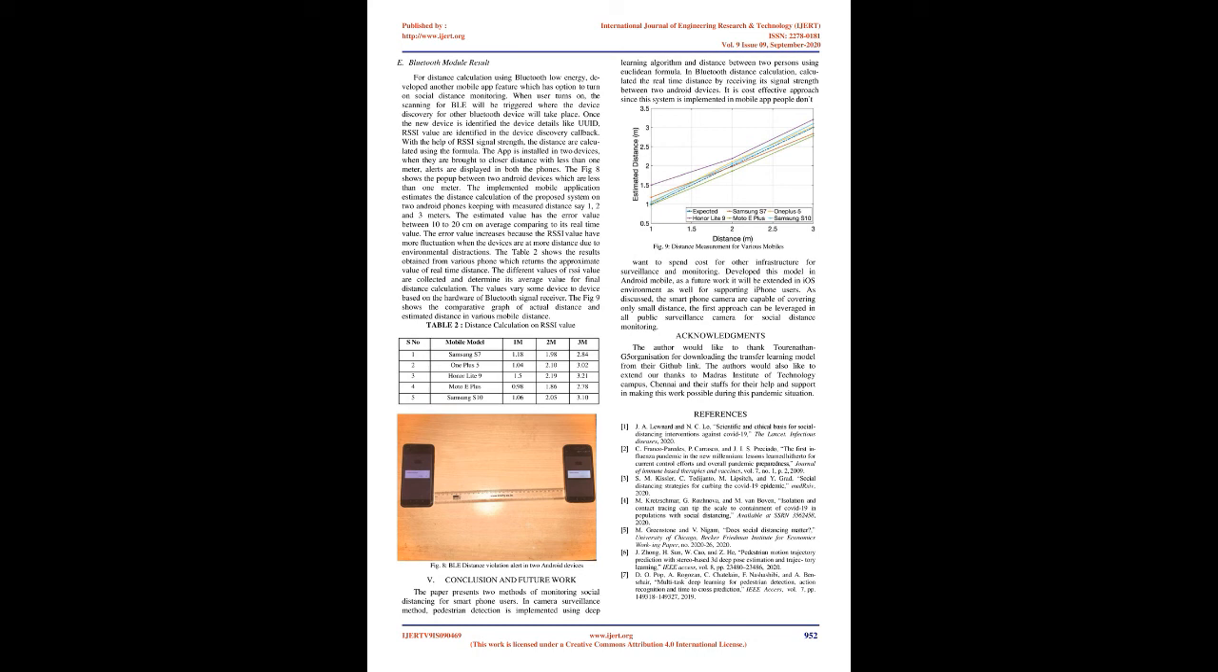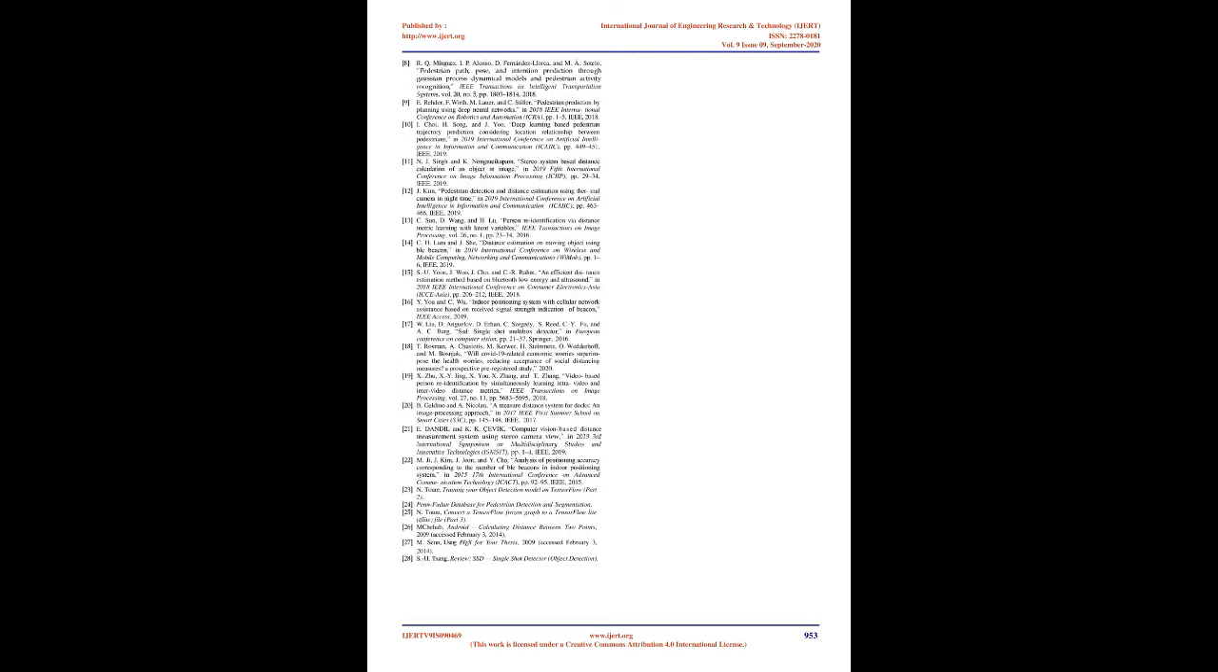The app is installed on two devices. When they are brought to a closer distance of less than 1 meter, alerts are displayed on both phones. Fig 8 shows the pop-up between two Android devices which are less than 1 meter apart. The implemented mobile application estimates the distance calculation of the proposed system on two Android phones, keeping them at measured distances, say 1, 2, and 3 meters.